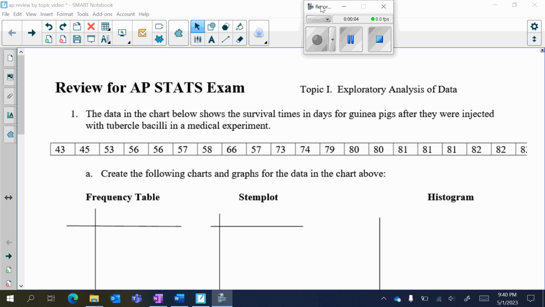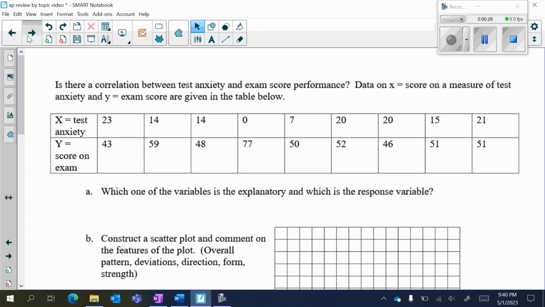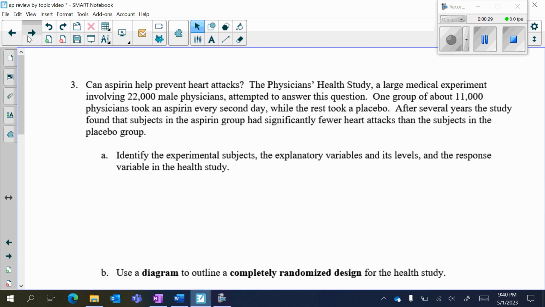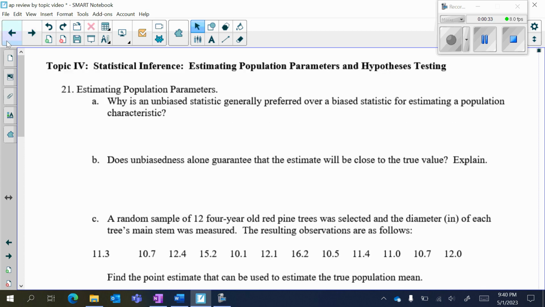Hey everyone, some of you asked me to record an inference overview video, just going over one of each type of inference. So I thought I would do it in the form of this document, which is called AP Review by Topic. It's in your AP Review file where it says AP Review by Topic. If you click into it, you're going to see it look like this. I'm going to scroll over until I get to the inference part, which is Topic 4, statistical inference.